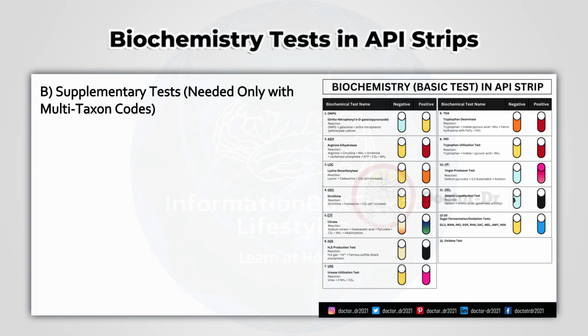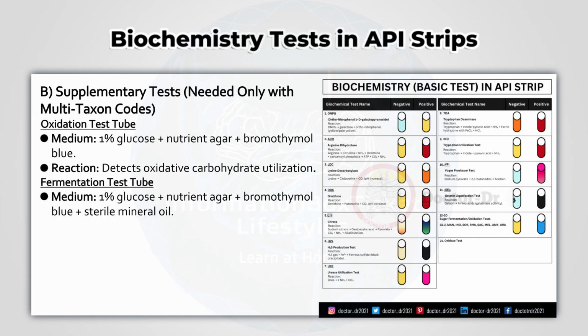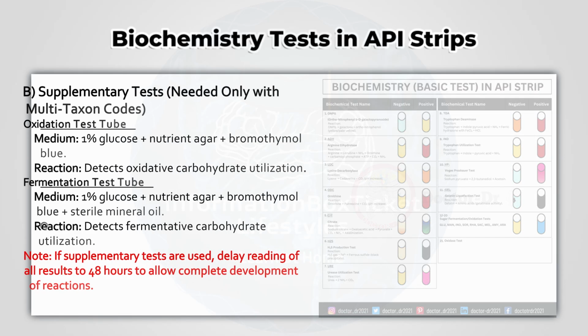B. Supplementary tests, needed only with multi-taxon codes. Oxidation test tube. Medium: 1% glucose plus nutrient agar plus bromothymol blue. Reaction detects oxidative carbohydrate utilization. Fermentation test tube. Medium: 1% glucose plus nutrient agar plus bromothymol blue plus sterile mineral oil. Reaction detects fermentative carbohydrate utilization. Note: if supplementary tests are used, delay reading of all results to 48 hours to allow complete development of reactions.